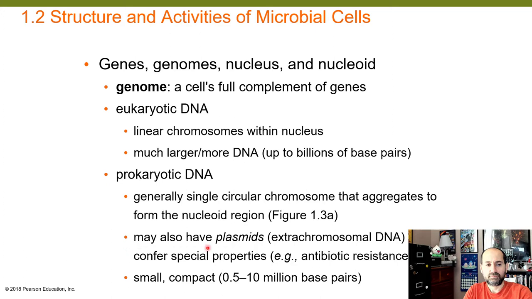Prokaryotes may also have extrachromosomal DNA called plasmids. These are small circularized DNA that can replicate independently of the main chromosome. These can have special genes on them that confer special properties. There might be a gene on a plasmid for antibiotic resistance, or a gene on a plasmid that codes for a toxin, right?